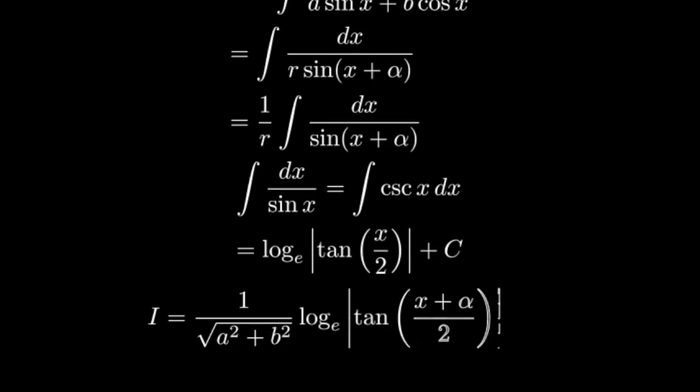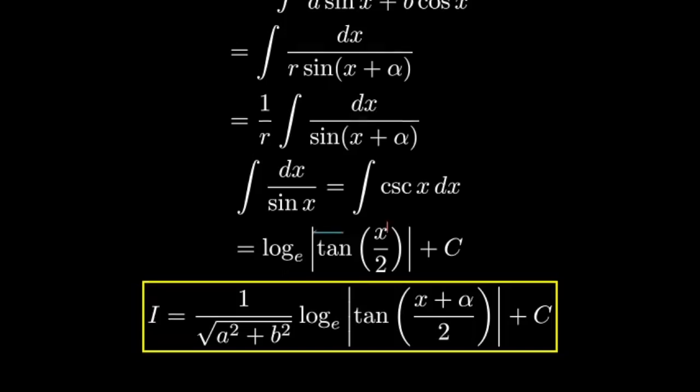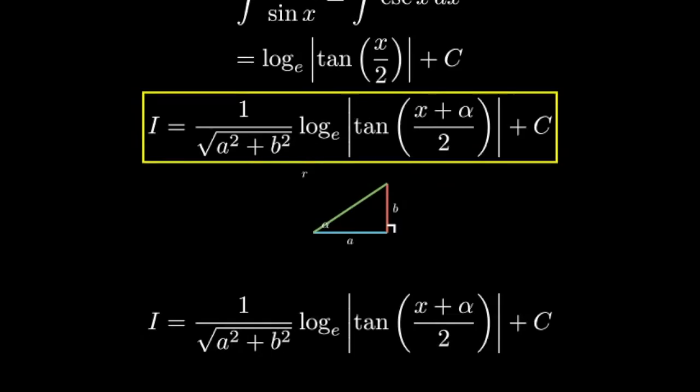Therefore, our final answer is 1 over r, which is 1 over the square root of a squared plus b squared, times the natural log of the absolute value of tangent of x plus alpha over 2, plus C. This is a beautiful example of how a clever substitution can transform a complex integral into one we know how to solve. The geometric interpretation helps us understand why this substitution works.